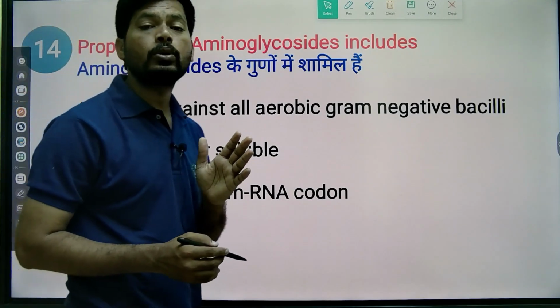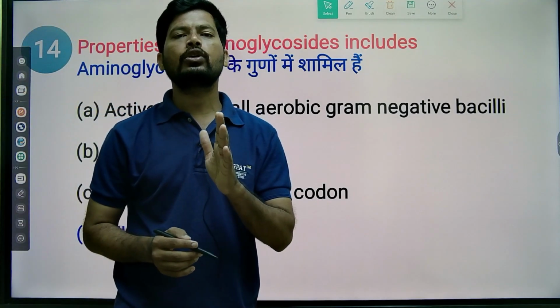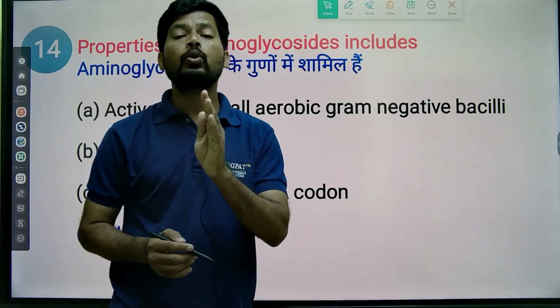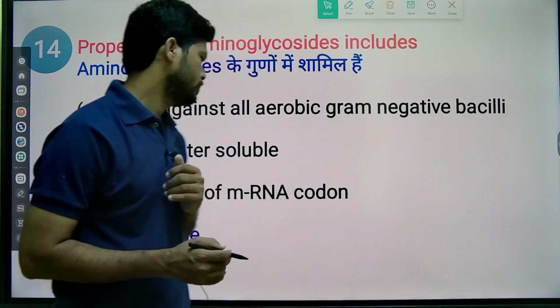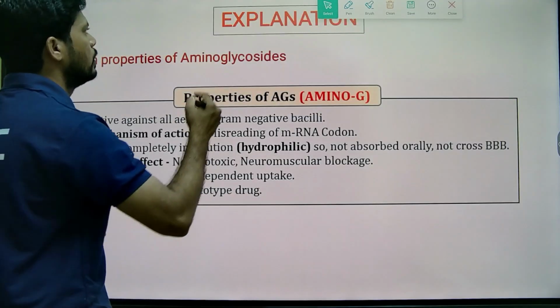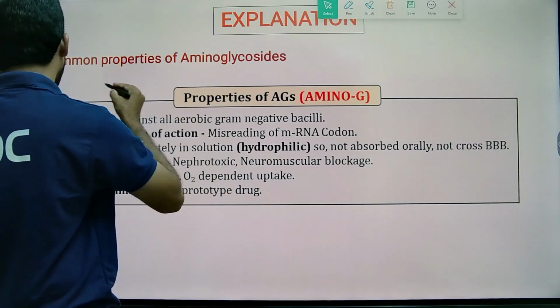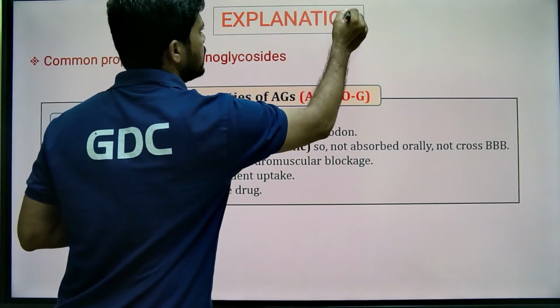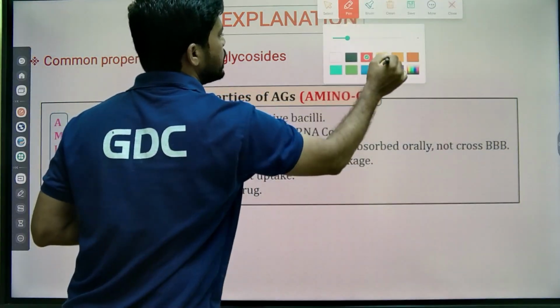Aminoglycosides act on all aerobic gram-negative bacteria and are highly water-soluble polar compounds. Polar compounds are ionized molecules. Ionized molecules should be given by the parenteral route, because they have poor absorption through the oral route, and they cause misreading of the mRNA codon. So let's see the explanation for more information.